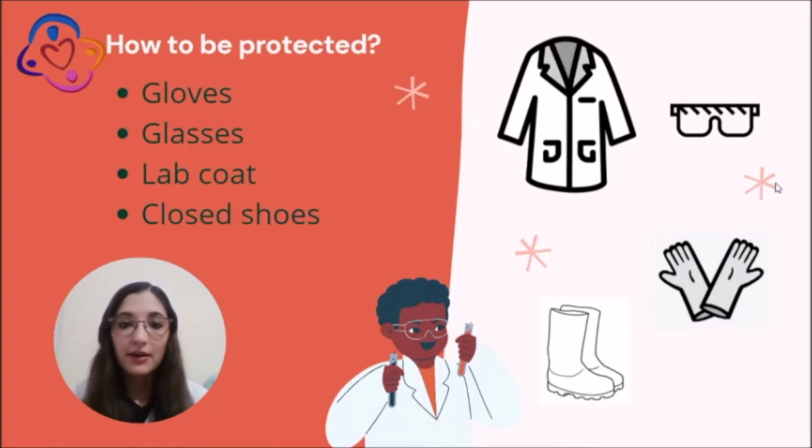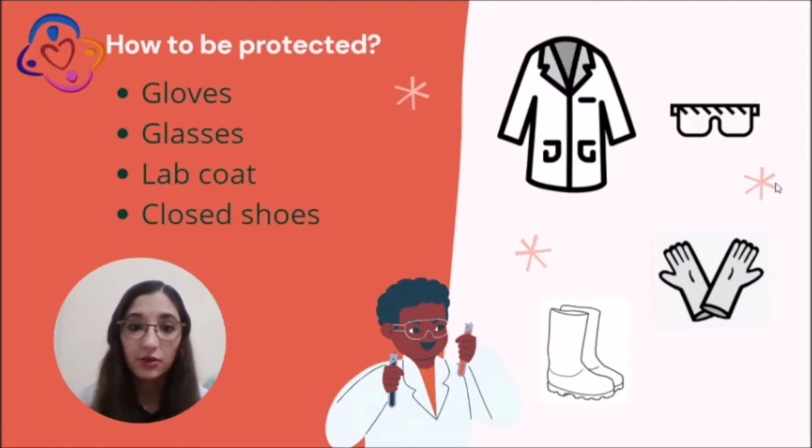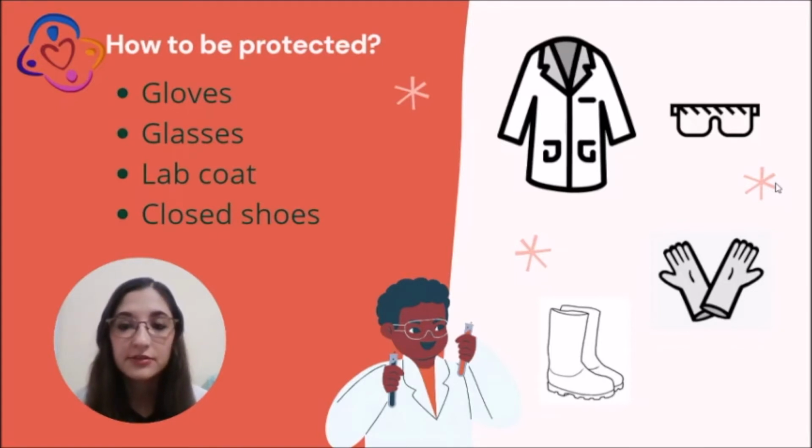But what we have to wear all the time in a lab is the lab coat. All the time, because it helps us to protect our clothes and also to protect our body. It has to be of cotton because other materials can be flammable and it can be dangerous. That's why it has to be specific lab coat. Okay? It is always important to wear it when we are in a lab.